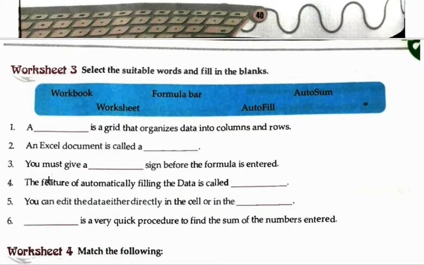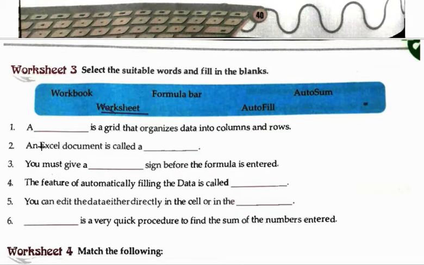Now, fill in the blanks. A dash is a grid that organizes data into columns and rows. The answer is worksheet. The first answer is worksheet. This is the answer.